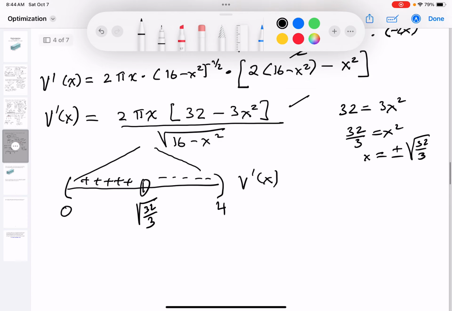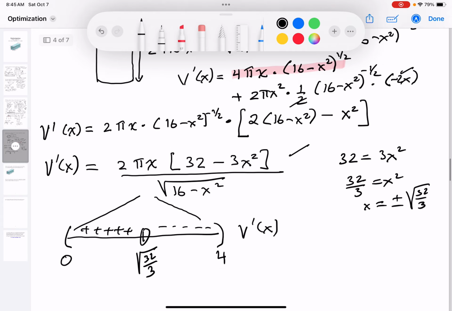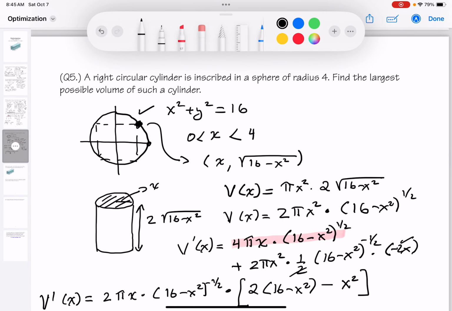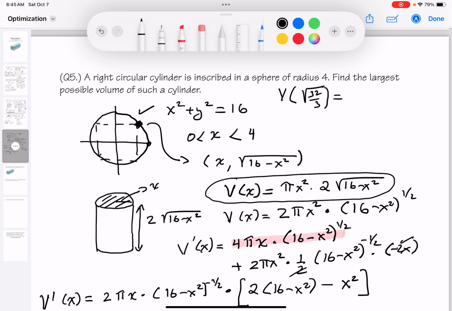Well, I need the volume function. I need to evaluate the function at the root 32/3. I'll put this over here. Right, with that, I have to put that over here. So I have to put volume down of root 32/3. It looks painful. And this is the volume function over here.